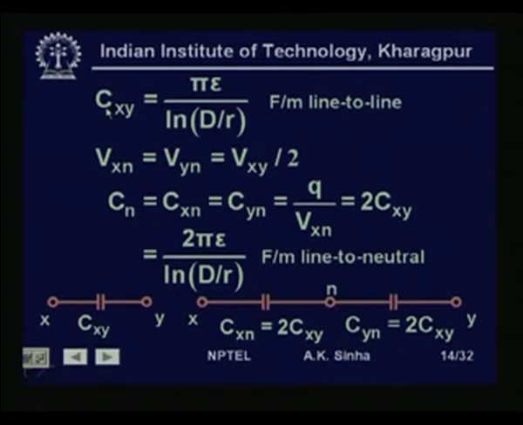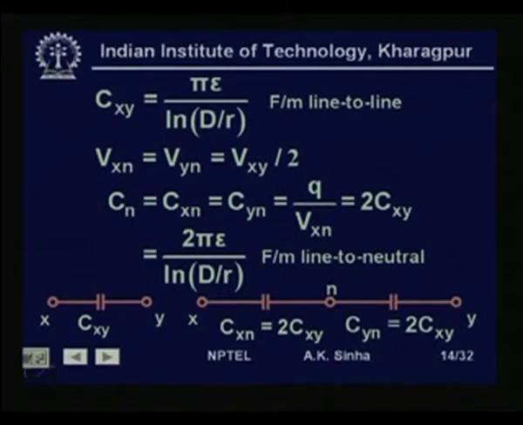So, if we consider the radius of the two conductors to be equal, then Rx will be equal to Ry, and therefore, square root of Rx into Ry is equal to R. Therefore, we can write Cxy is equal to pi epsilon divided by ln D by R farad per meter. This is the line capacitance between line to line.